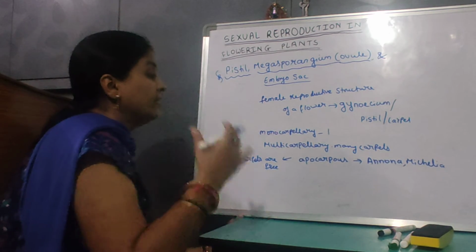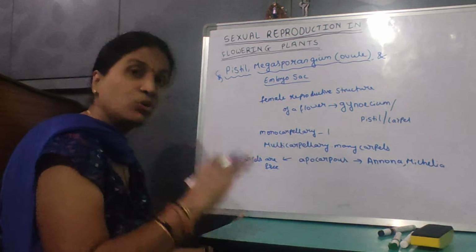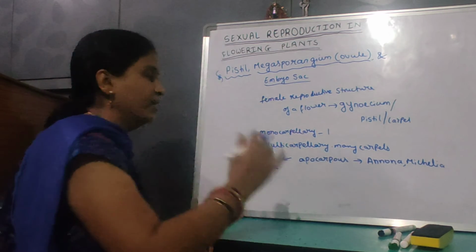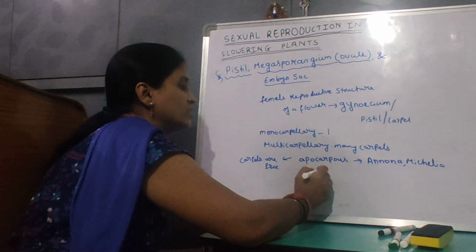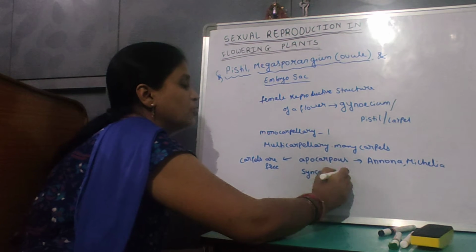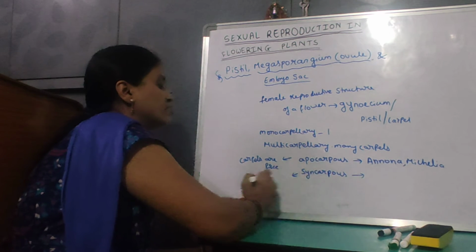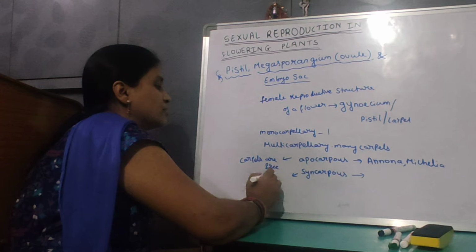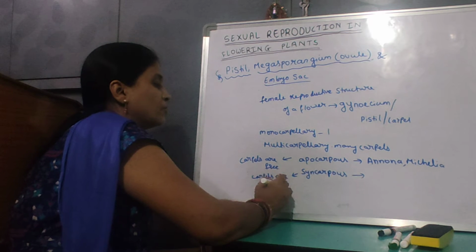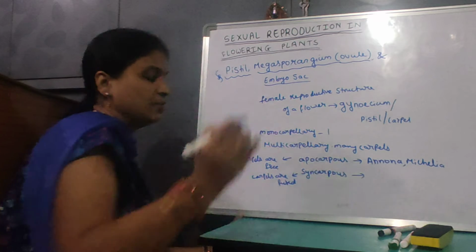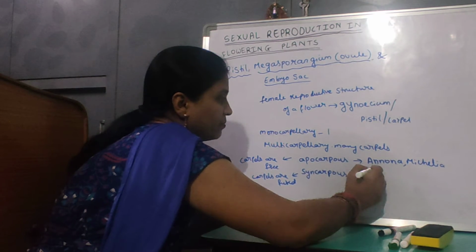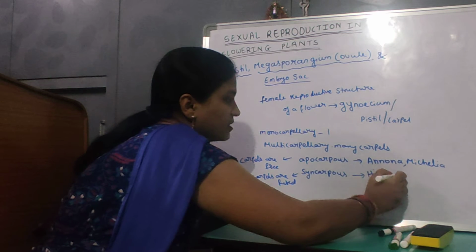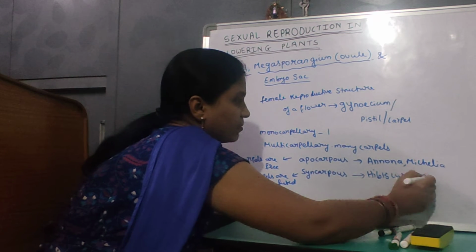If many carpels are present and they are fused, if they represent as one, such a condition is called syncarpous. Syn means fused. Syncarpous ovary. So if the carpels are fused, it is present in Hibiscus and Papaver.